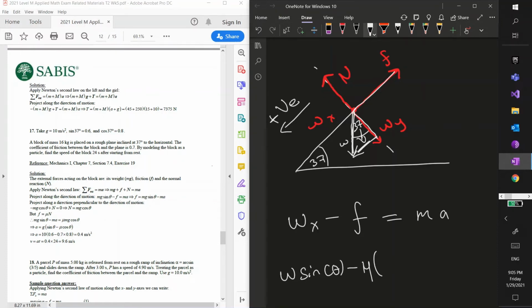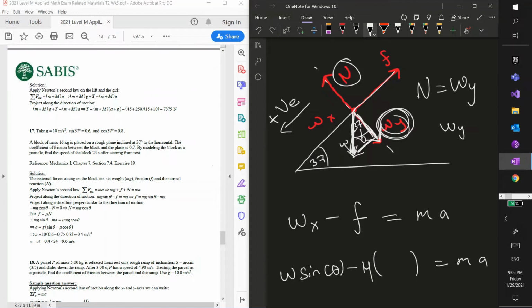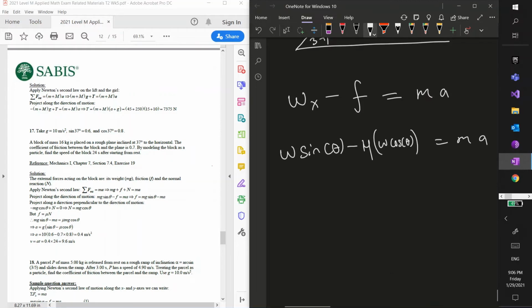What is your normal? Your normal is simply this force, and this force is equivalent to this force because you're not moving on the y-axis. If you're not moving on the y-axis, the forces cancel out on the y-axis. Thus, your normal is equal to your weight on the y-axis. Your weight on the y-axis is this vector multiplied by the side adjacent to 37, so you have to multiply by cosine. So it's going to be w multiplied by cosine, and that's equivalent to the normal. Yeah, w cosine theta. And now we just need to solve for the acceleration. You divide by m on both sides.